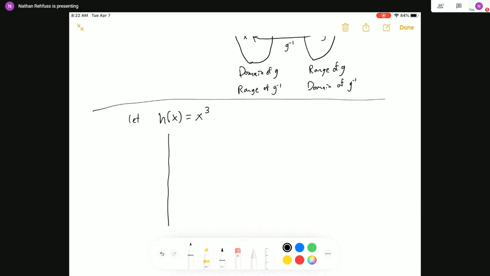Now I know what the graph of x cubed looks like. Remember, this is one of our toolkit functions. It's this swoosh shape here. That's a pretty good graph. So this is x cubed. And so if I say h of x is x cubed, then this is the graph y equals h of x.